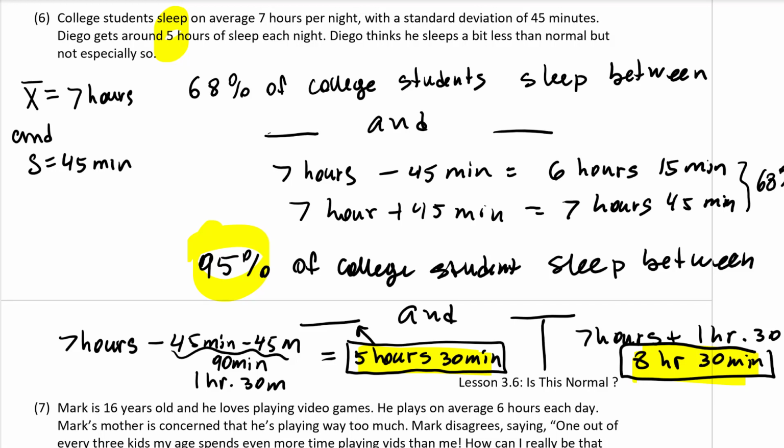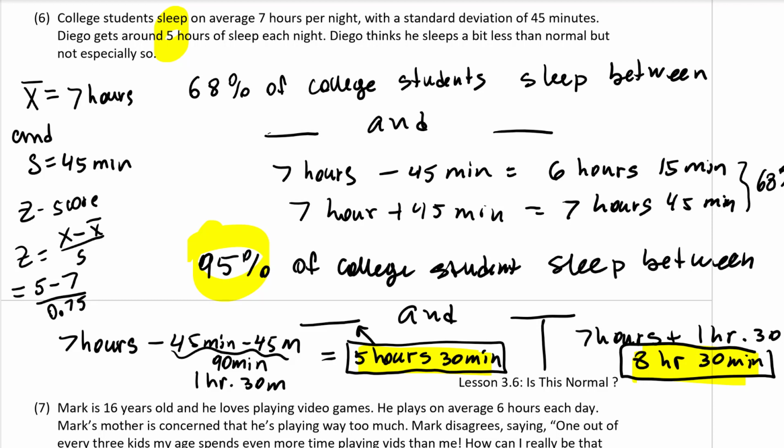Now, there is something that you could do to measure this without finding 68% and 95%. That goes a little outside of what we need to be able to do, but you can calculate something called a z-score. The z-score measures how many standard deviations a given observation is away from the average. So you take Diego's sleep time, which is 5 hours, subtract 7 hours, and divide by the standard deviation, which is 45 minutes. But 45 minutes is what? It's 3/4 of an hour, so it's 0.75.